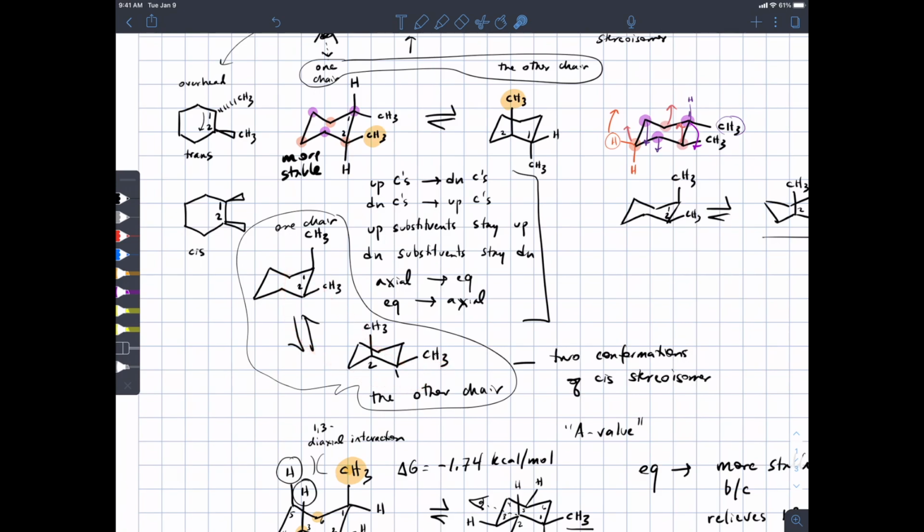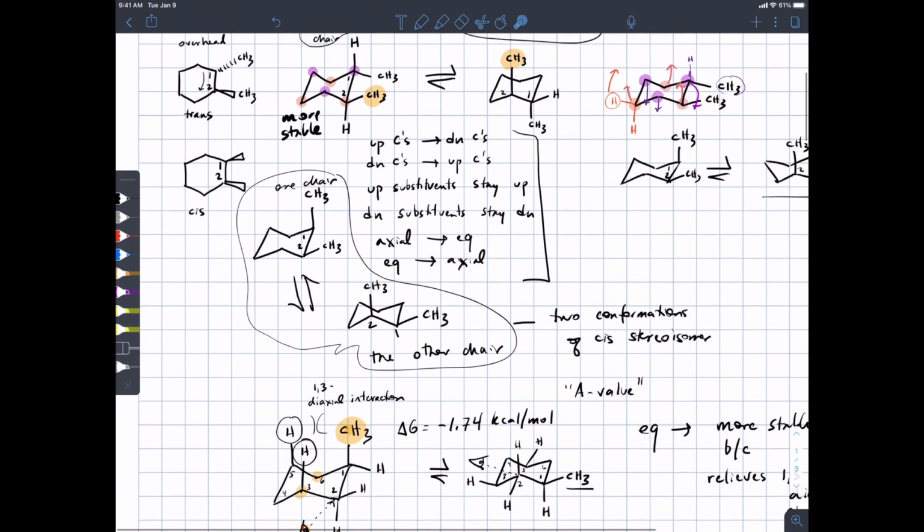Okay, for these two chairs, what do you think? Which one is lower in energy? Yes and no, they are the same, right? Each has one axial methyl group and each has one equatorial methyl group, okay? And so you would expect at equilibrium to have sort of a one-to-one mixture of these two.